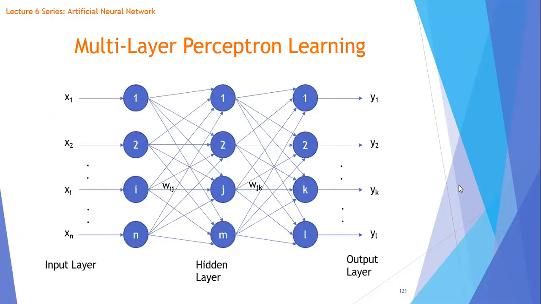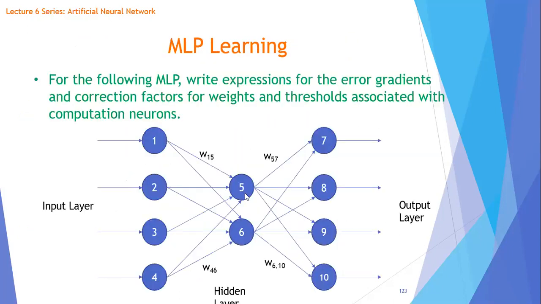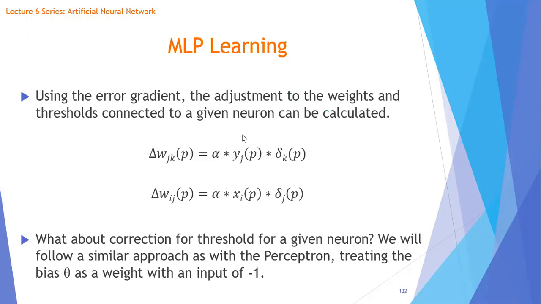The same process you've done here, you can very well do with delta 6. To calculate delta 6, it's going to be Y6 into 1 minus Y6 multiplied by all these delta 7, delta 8, delta 9, delta 10, but through their respective weights. So you're going to use these weights here. Now, once you have delta 5 or delta 6, then you can correct for all the weights and thresholds linked to that neuron. So once you've got delta 5, you can correct for this weight, this weight, this weight, and this weight using equations like this.